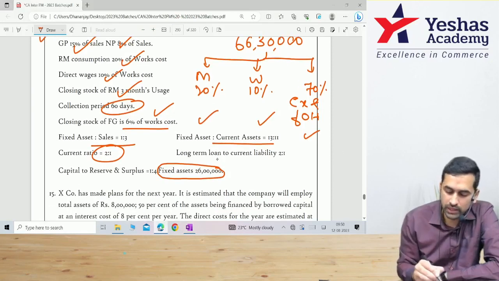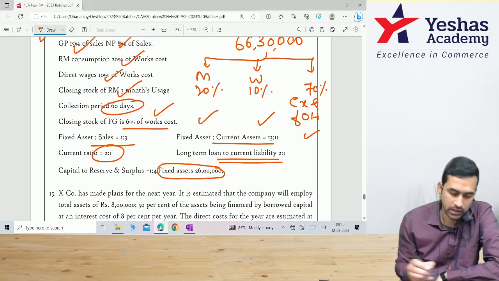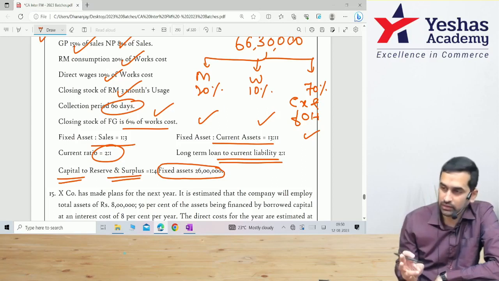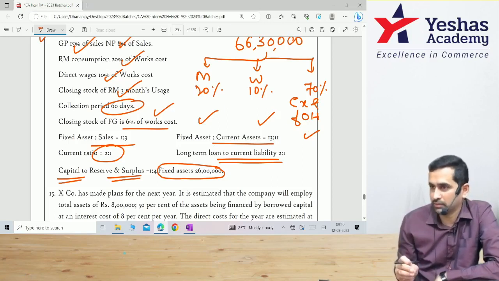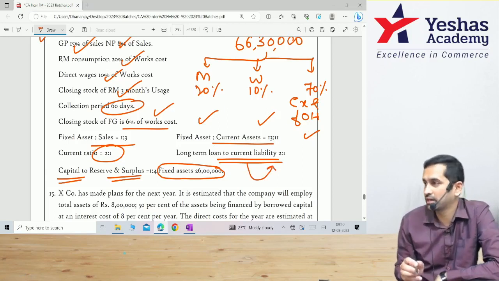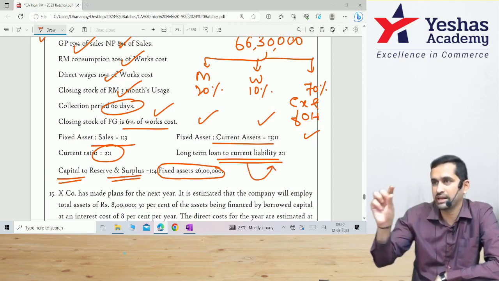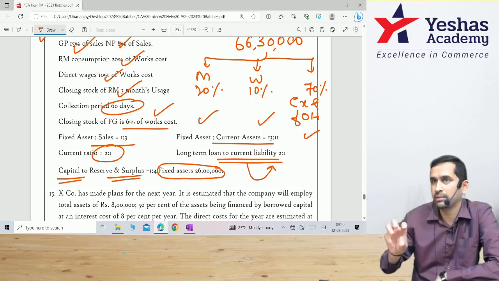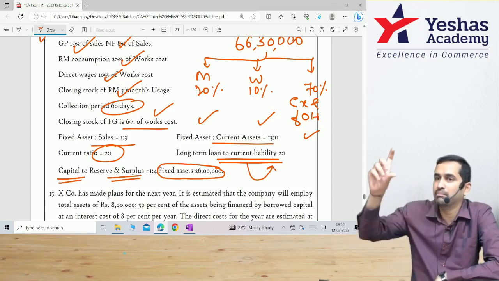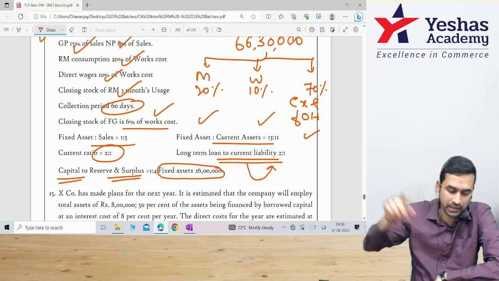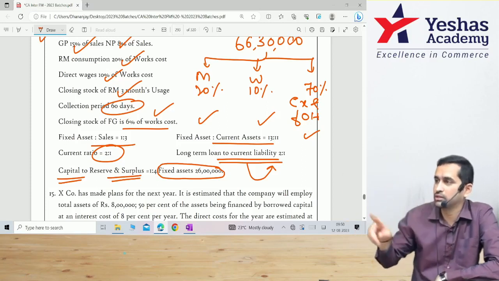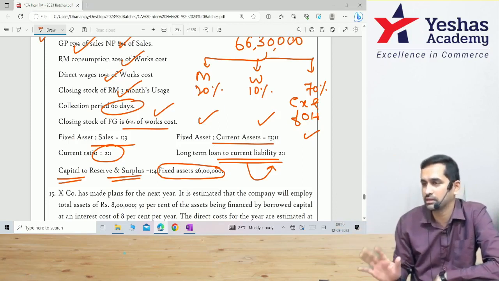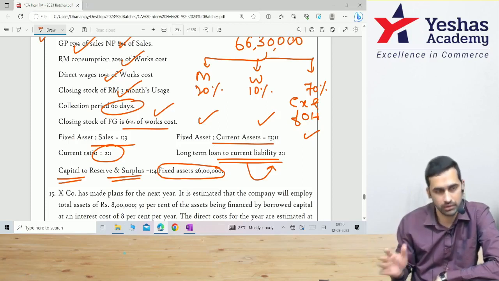Here they have given long-term debt to current liability is 2:1 and capital to reserves and surplus is 1:4, which means I have capital, I have reserves and surplus, I have long-term liability also. The only number I know is current liability, just now you calculated, which means once I get current liability, using this 2:1, I can do the long-term liability. Now out of total liability, if I have short-term liability, long-term liability, balance should be shareholders fund. In that, capital and reserve, 1:4. So 1/5 will be capital portion, 4/5 will be reserve portion. With that, the liability side is done. Did you all understand? Let's do it now.